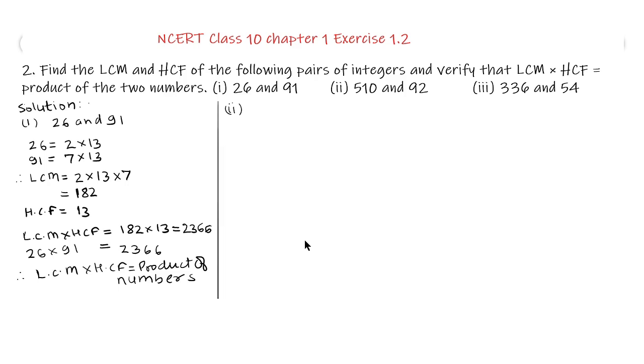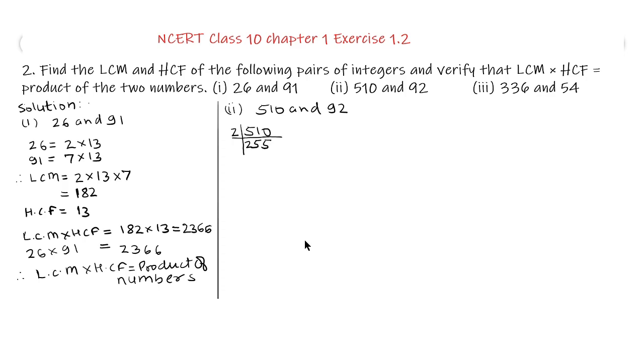Part 2, 510 and 92. We prime factorize 510. This is even, so we divide it by 2. 2 times 2 is 4, balance 1. 5 times 2 is 10, balance 1. And 5 times 2 is 10. So 255 is our quotient on dividing by 2. Now this is not even, so we divide it by the next prime, which is 3.